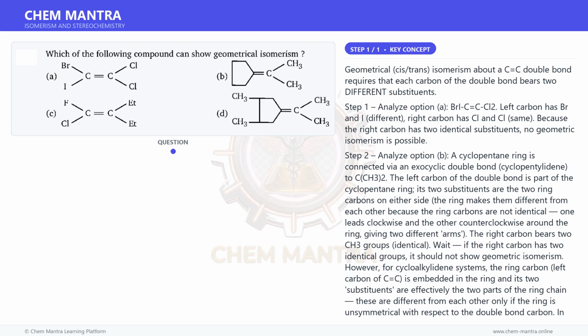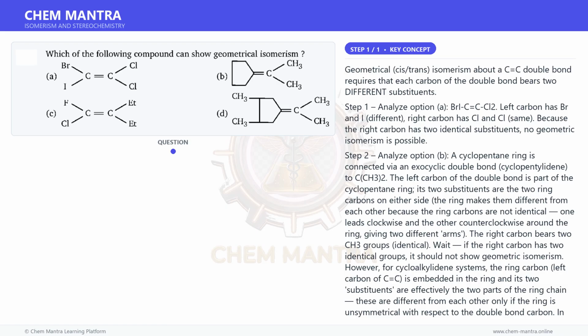Step 3. Analyze option C. F and Cl on the left carbon, different; Et and Et on the right carbon, same. The right carbon has two identical ethyl groups, so no geometric isomerism. Step 4. Analyze option D. The cyclobutane ring has CH3 groups at the 1 position, gem-dimethyl, and an exocyclic =C(CH3)2. The exocyclic carbon has two identical CH3 groups, same, and the ring carbon bearing the double bond, while part of the ring, leads to a symmetrically substituted ring side. No geometric isomerism.